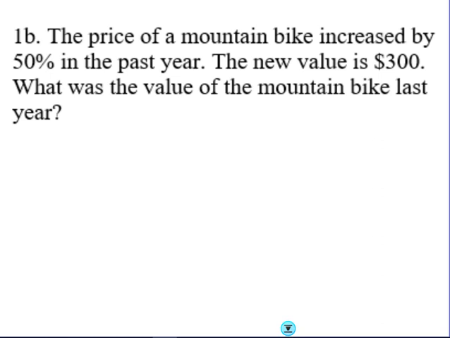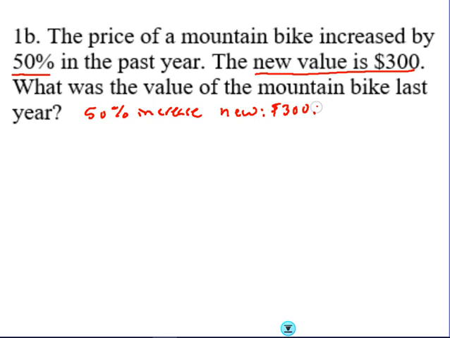This time, the mountain bike increased by 50%, so a 50% increase. The new value is $300, and what was the value of the mountain bike last year? So the new value is $300. And then the old amount is what we're looking for because we want to know the value last year. Since we don't know that, we're going to put a question mark.